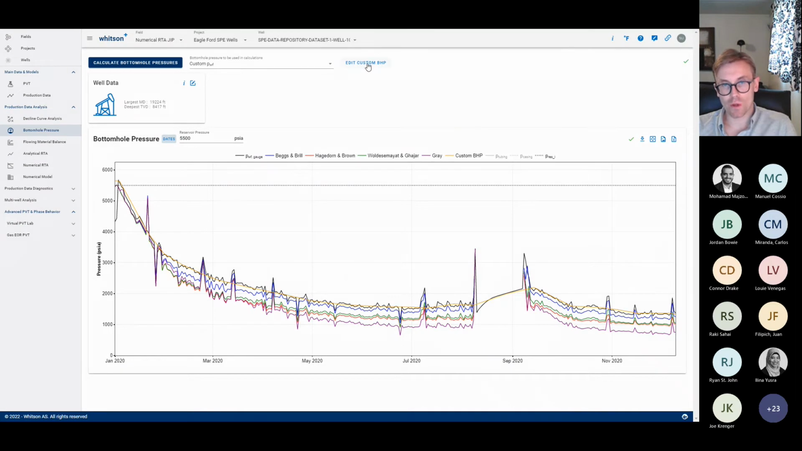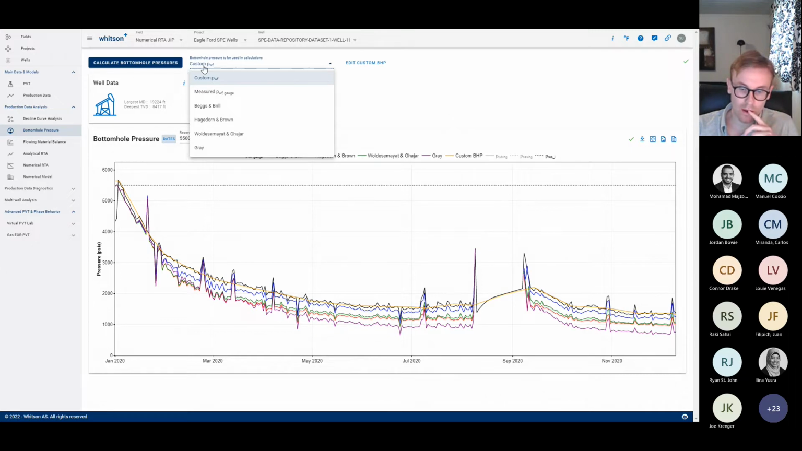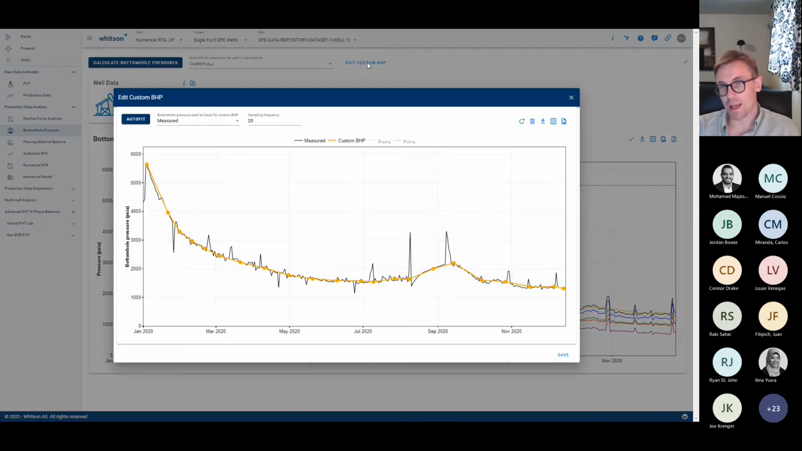Again, once you're in this view, if you pick this option here at the top, you can pick the bottom hole pressure to be used in a calculation. The bottom hole pressure is one of these, all the way up to either ones that are calculated, or you can click custom. In custom, you can then click edit custom BHP. The nice thing here is that you can smooth the data, as I talked about, and I've already done some of that here. If you want to remove a point, you just remove that down south of the x-axis, if you like.